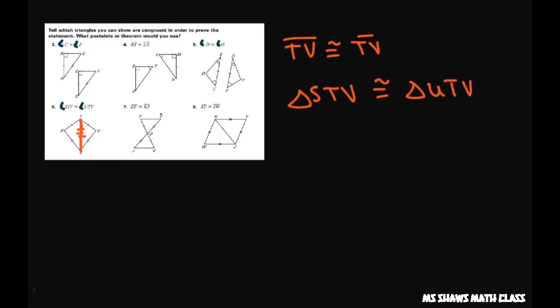All right, and then for number 6, we have these angle markings. We also know that this is the reflexive property where TV is congruent to TV. So I can just put 1, 2, 3 here. So that's going to be triangle STV is congruent to triangle UTV, and that's by your side, we have the 3 sides congruent, congruence postulate.